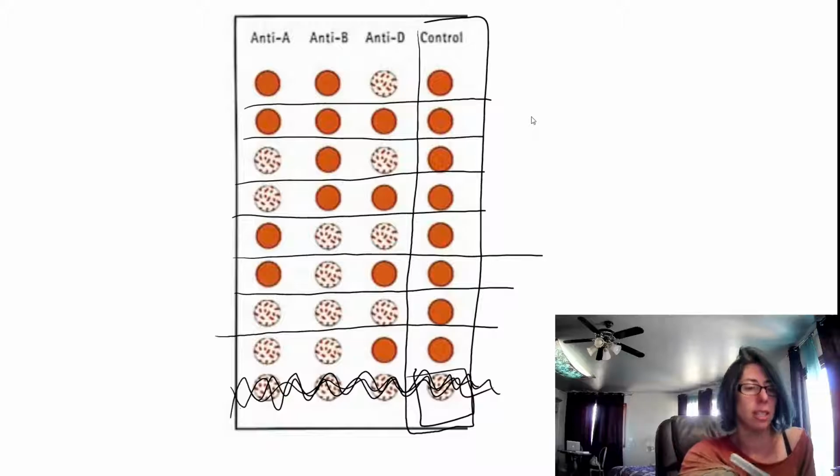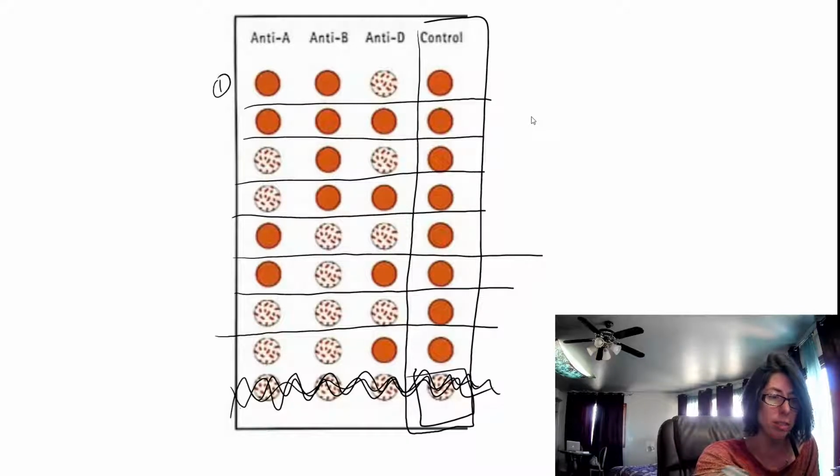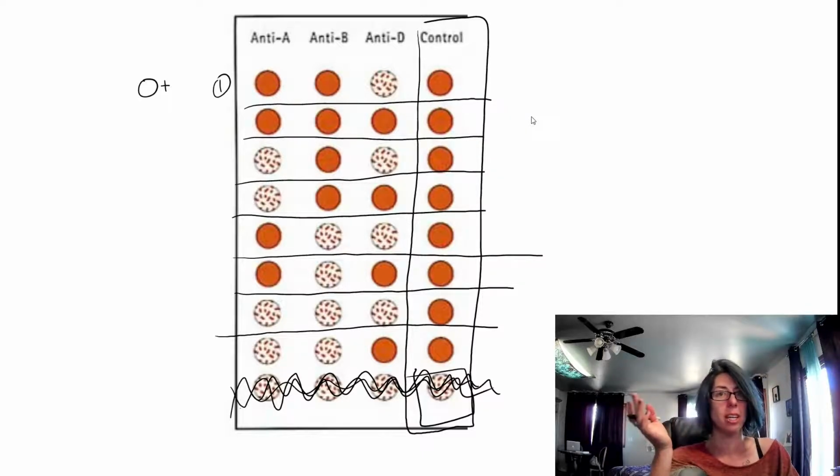So let's look at the first row, patient 1. Anti-A antibody doesn't attack, not blood type A. Anti-B antibody doesn't attack, not blood type B. If it's not A and it's not B, then it's O. So here's blood type O. Anti-D antibody does attack, positive for RHD. There is RHD there if the anti-RHD antibody is attacking it.